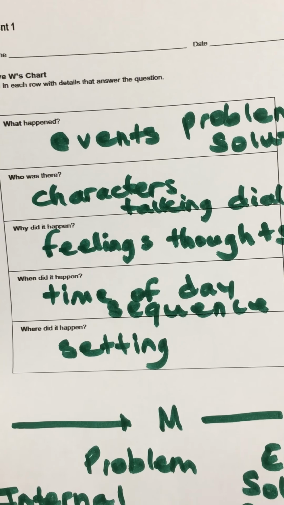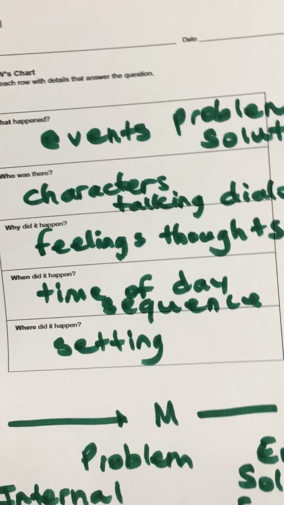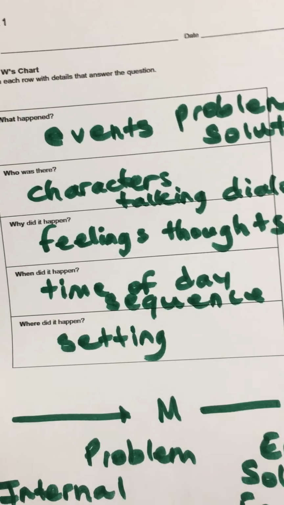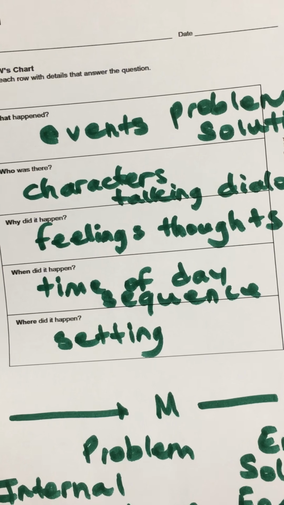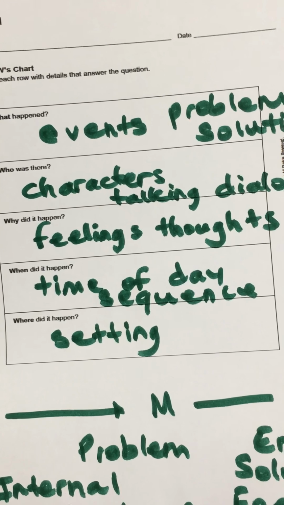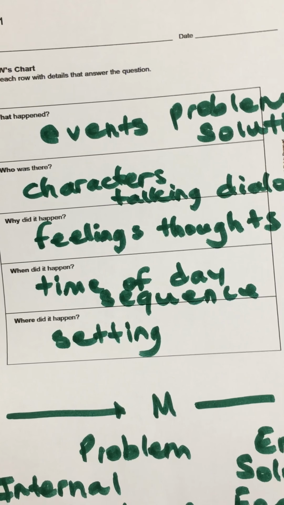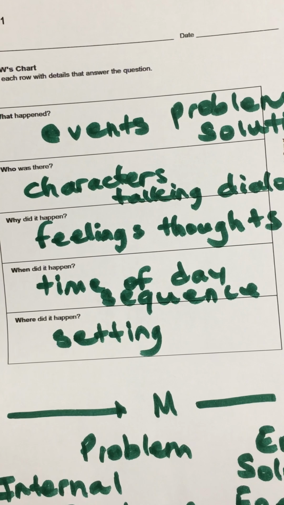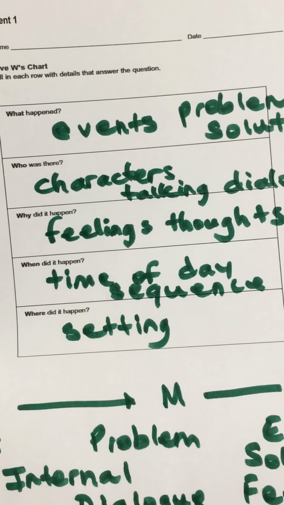Obviously, when is the time of day, and it shows sequence, meaning throughout the day things are occurring. A great way of showing sequence is using transition words. Last but not least, the setting. Giving descriptions of where the story is taking place.